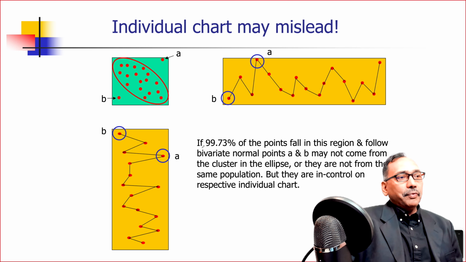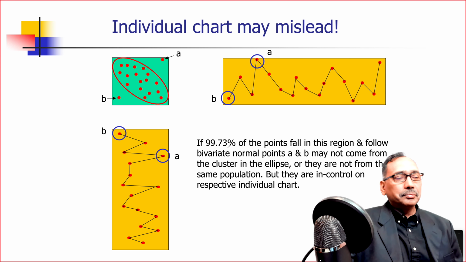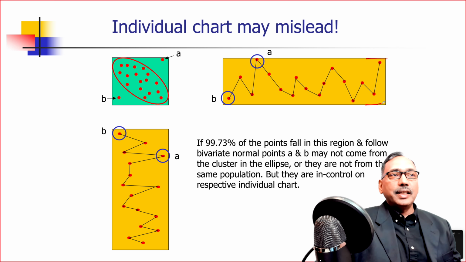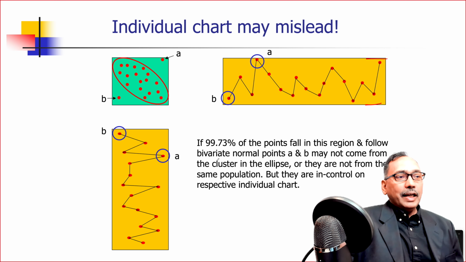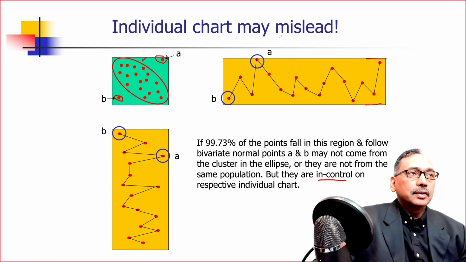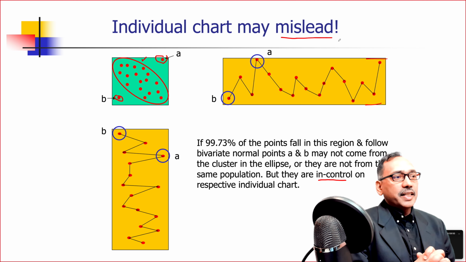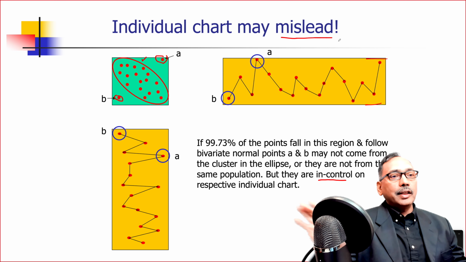Looking further, most control limits are usually around 99.73%. So if 99.73% of the points fall in this region, only 0.27% is outside the limits, and for bivariate normal points, A and B, these two may not come from the cluster in the ellipse. This ellipse that we see, clearly they seem to be outside that band, or they are not from the same population, but they are in control on the respective individual charts. So that's why we say that having individual charts, even when you are monitoring just two characteristics at a time, having two separate control charts can be misleading.